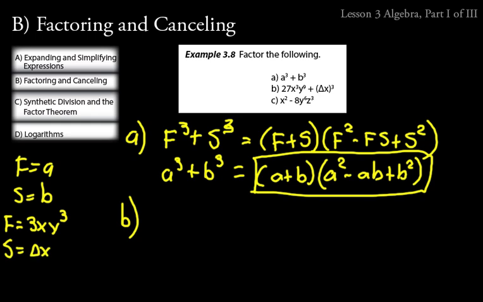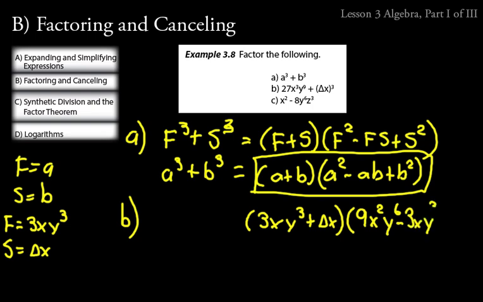So we'd have parentheses, kind of just keeping it in line with a, parentheses 3x y cubed plus delta x, times first term squared. 3xy cubed times 3xy cubed is 9x squared y to the 6th, minus first term times second term, minus 3x y cubed, parentheses, I'll say delta x.